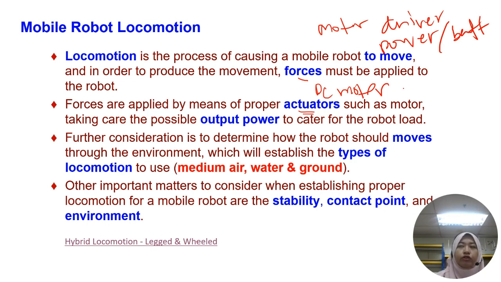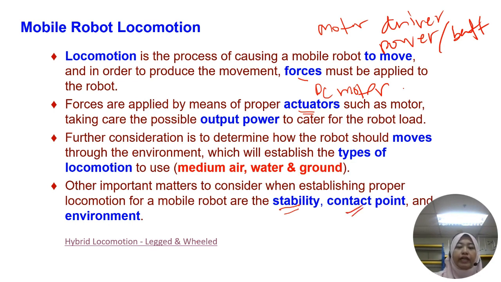First is you need to see the environment that it is going to cater ataupun dia akan perform dia punya task tu. If the environment is udara, then the type of locomotion is of course lah flying kan. So water lain, ground pun lain. Another important matter that you need to consider when you try to establish a proper locomotion is the stability of the locomotion type. If you see that the locomotion type is not stable in that certain environment, then you have to choose another locomotion, or you have to add another locomotion to that robot.